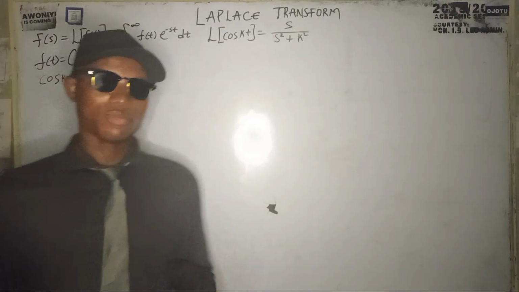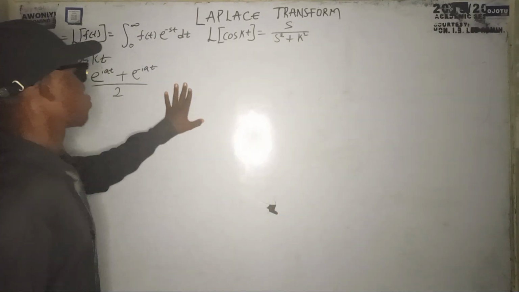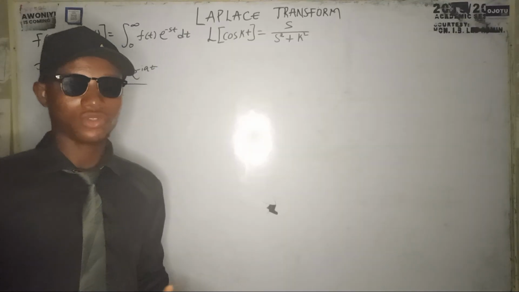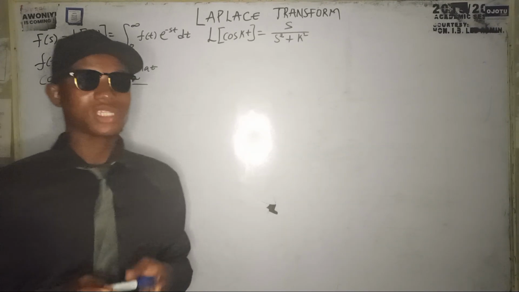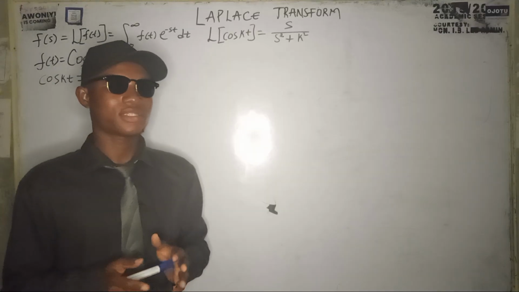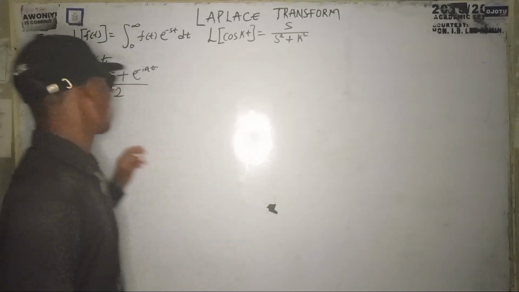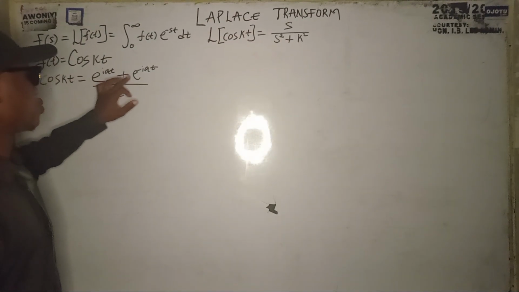So yeah, welcome back to my YouTube channel, and in today's video I'm going to be talking about the Laplace transform of cos kt. As we have done in our former video, but in this way we are going to be doing it using the exponential function, which is kind of like an easier way, if only you can remember the exponential function, that is cos kt is equal to e raised power i at plus e raised power minus i at over 2.